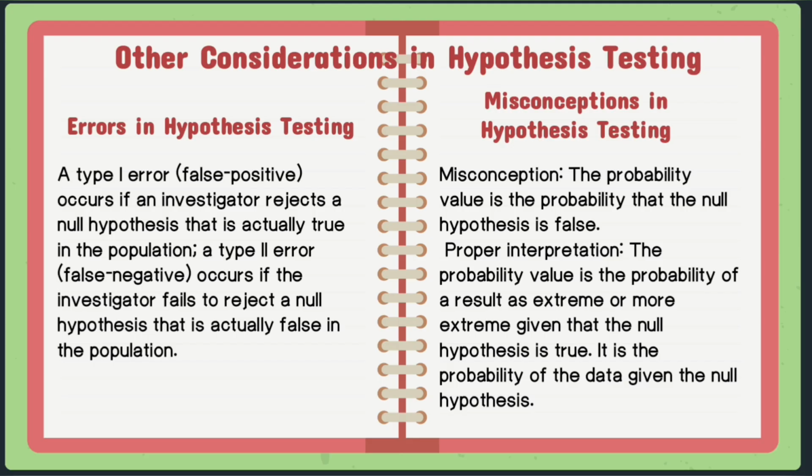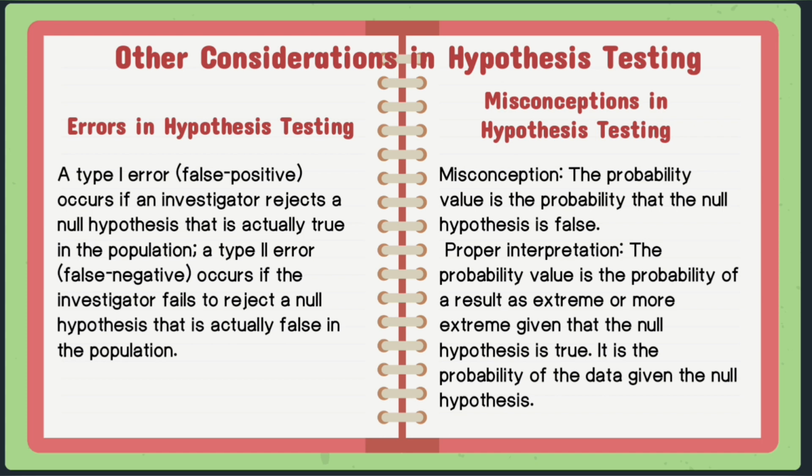Other considerations in hypothesis testing. First is errors in hypothesis testing. A type 1 error, false positive, occurs if an investigator rejects a null hypothesis that is actually true in the population. A type 2 error, false negative, occurs if the investigator fails to reject a null hypothesis that is actually false in the population. So, dali naman kayo sa sabton no ang type 1 error o type 2 error.